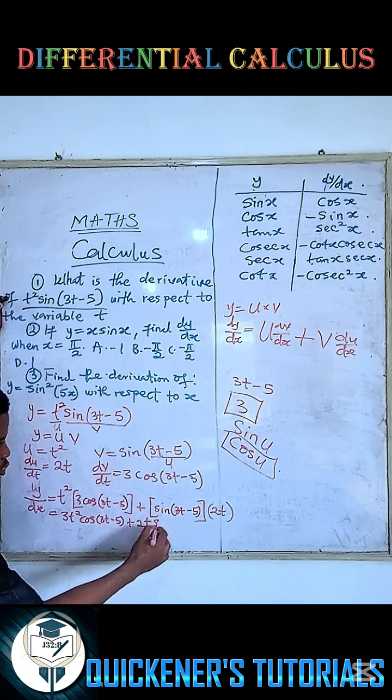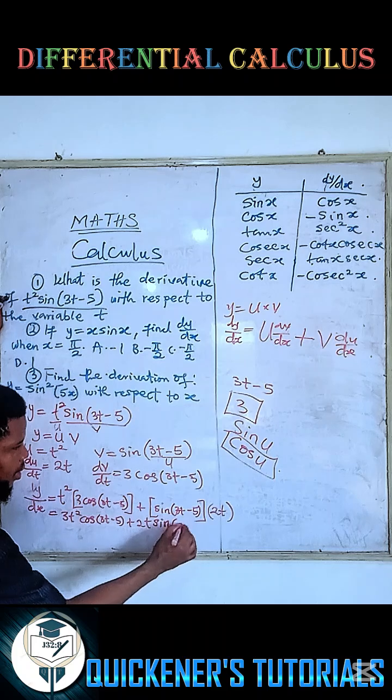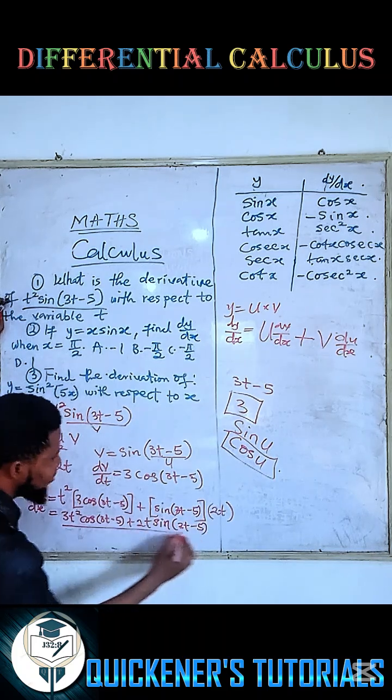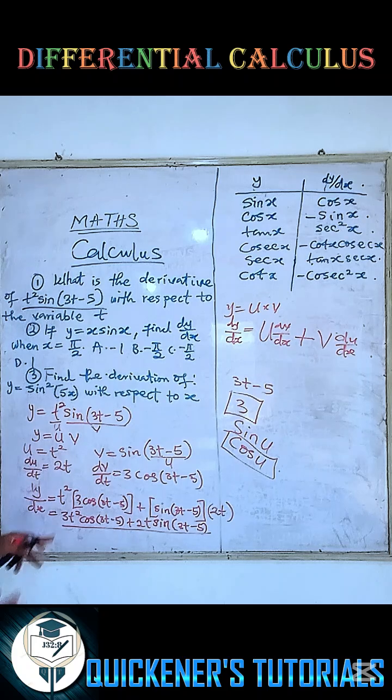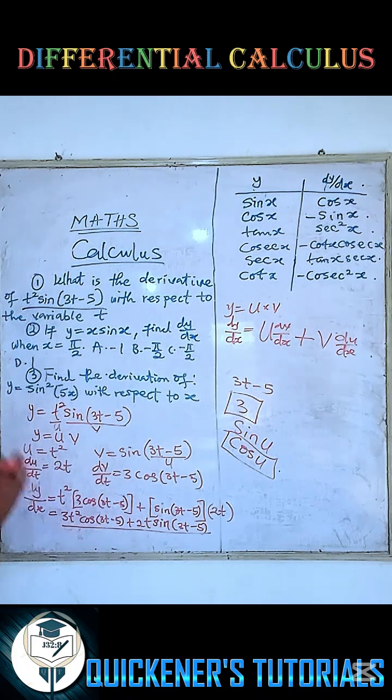Then now introduce the mechanism, so that's what? 3 times (3t minus 5). This is the whole answer. You can see the option, imagine what the option will look like. That's why I put it that way. Can you see that now? So that's for number 1.